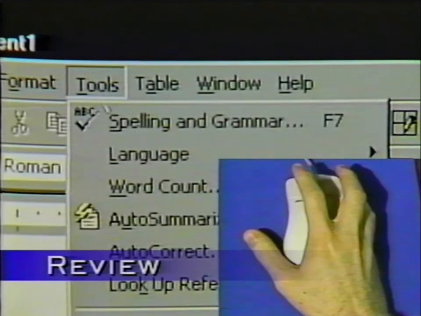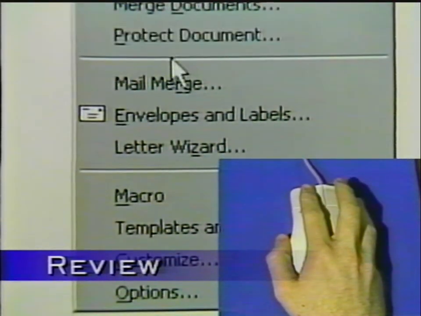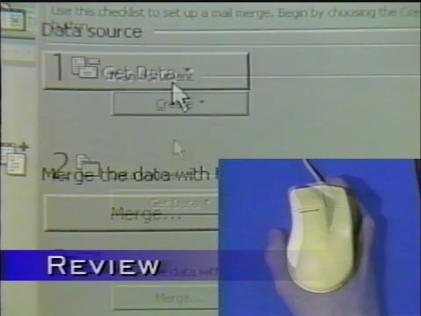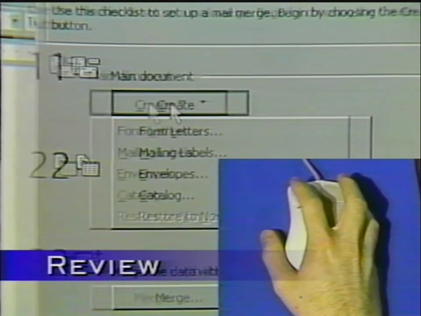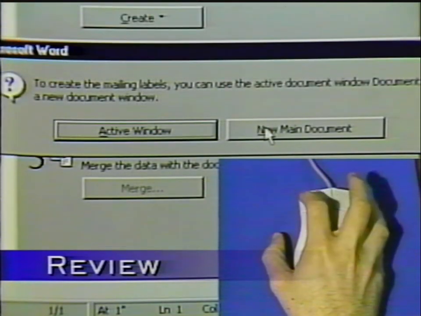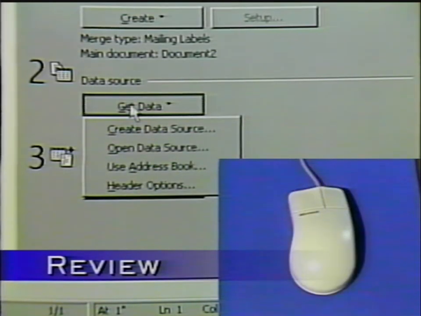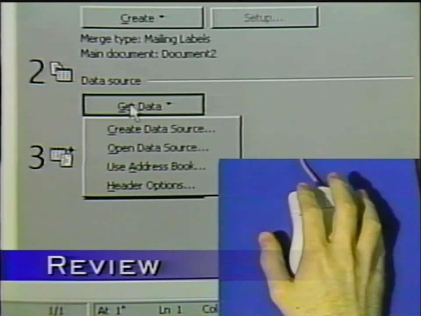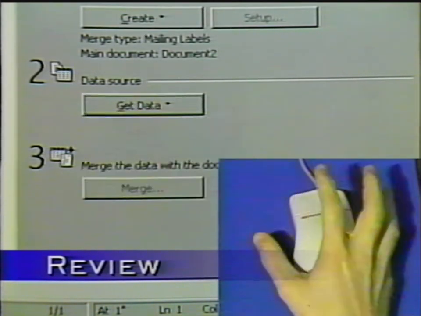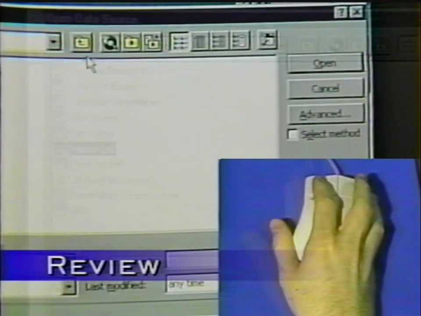To review merging labels, click on Mail Merge in the Tools menu. Then Create and Mailing Labels. Choose New Main Document, then click on Get Data. Next, open a database you've already created by clicking on Open Data Source. Click on the database you want and click on Open.